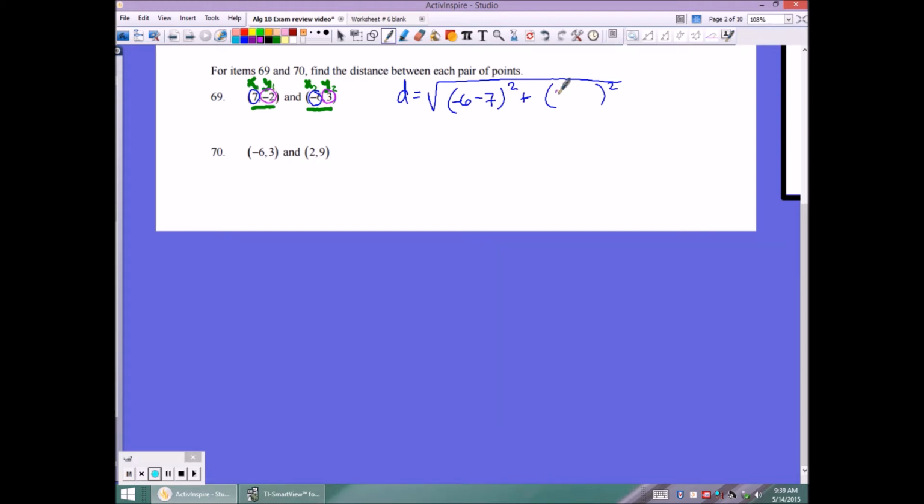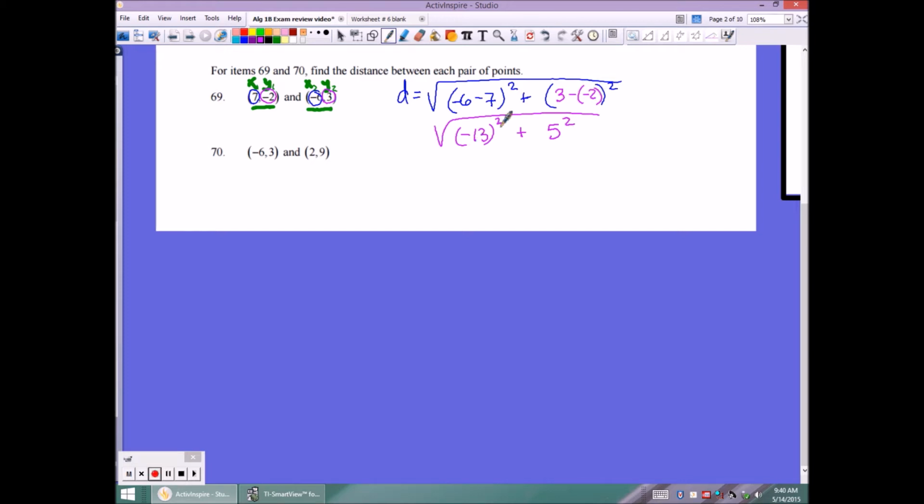So I'm going to take 3 minus a negative 2. We have to be really careful with that minus a negative because that's going to become a positive. So here we end up with negative 13 squared plus 5 squared. So where were we? We were taking the square root of that squared plus that squared. So be careful: 3 minus a negative becomes plus, and you got 5.